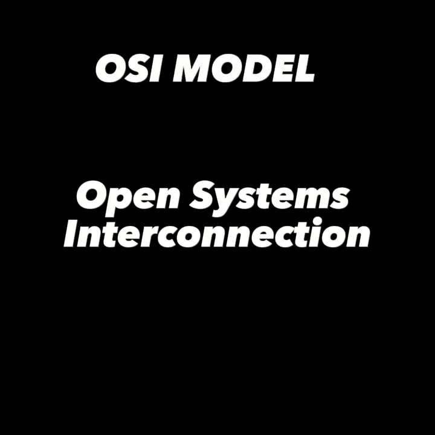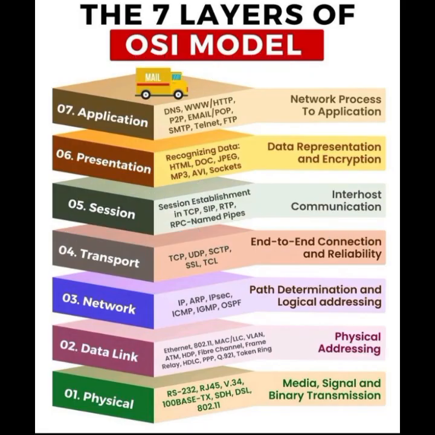OSI stands for Open System Interconnection. It's a conceptual framework that segments a communication or computer system element into seven layers. These layers facilitate the effective coordination and communication among various pieces of hardware and software in a network environment.